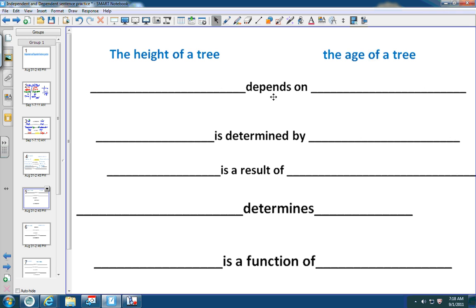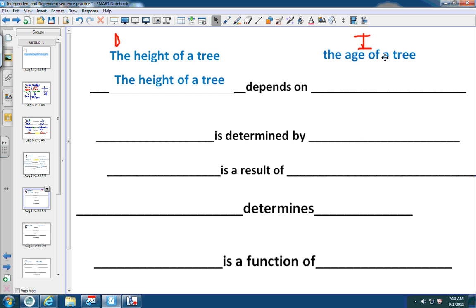Right here, remember, y depends on x, the dependent. What is the dependent? The dependent is going to be the height of the tree. The independent is the age. Remember I told you time is independent? So right here I've got the height of the tree depends on the age of the tree. That is what you should have had.